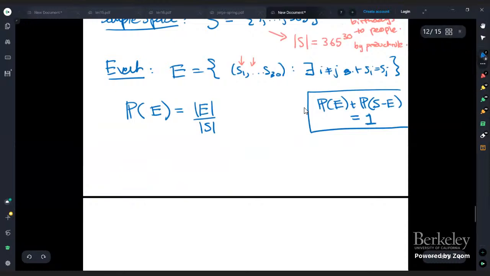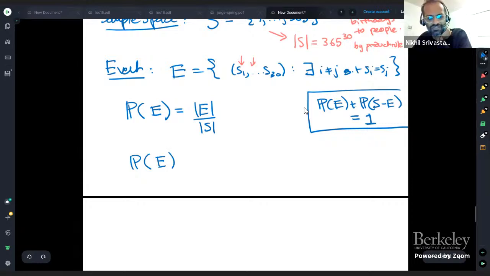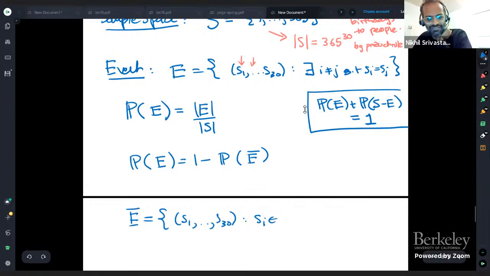So I'm actually going to use the complement. This is a very common trick. The probability of E is 1 minus the probability of E bar. And now E bar is this kind of set which is actually easier to count. So this is the set of all sequences of 30 numbers lying in this set 1 to 365, let's write it using our shorthand notation, which are all distinct. Right, so no two are the same.